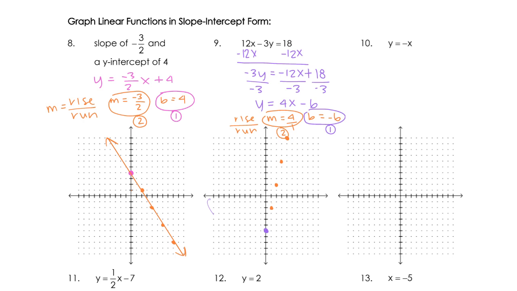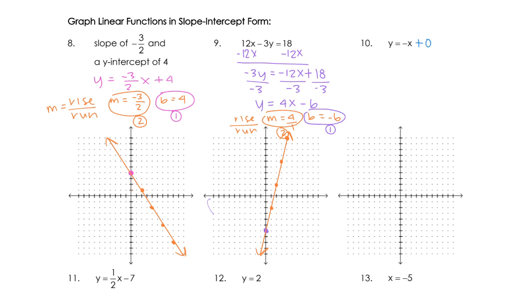Let's redo that. I kind of missed my points there. There we go. And then again, drawing arrows here to make sure that my line goes forever and ever and ever. Okay, looking at number 10, y is by itself, but it kind of looks a little funny. So here's something to talk about really quick. This is technically +0 because there's nothing there for our b value.